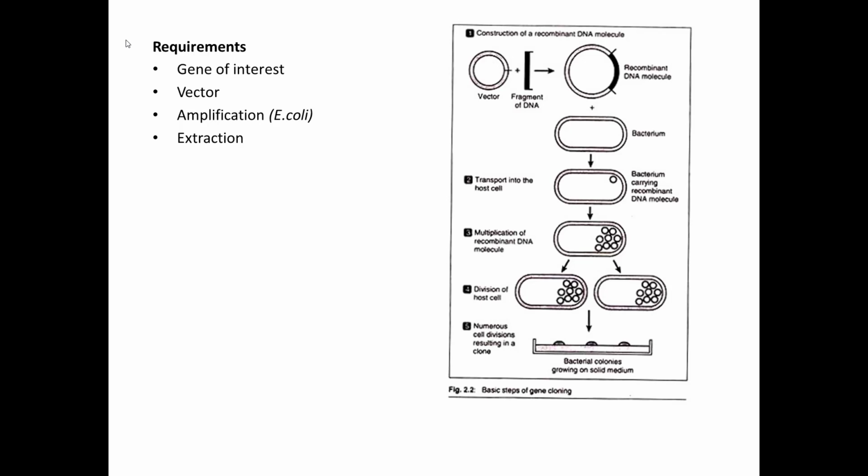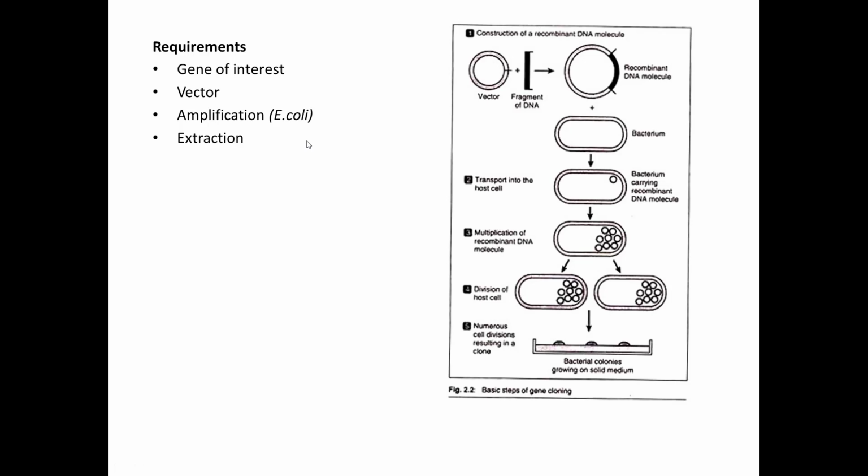And for the vector, the vector is the transport system of the gene to the host cell. And for the amplification process, E. coli is generally needed. It's generally the insertion of a gene with a vector into the host cell. We can also call it E. coli. And after that, the extraction is generally the process of extracting the required, amplified gene of interest from the host cell.